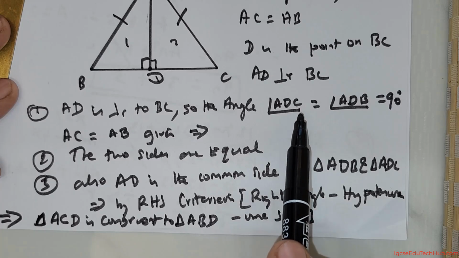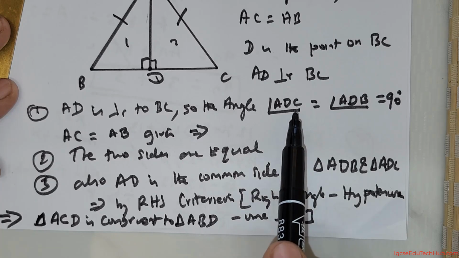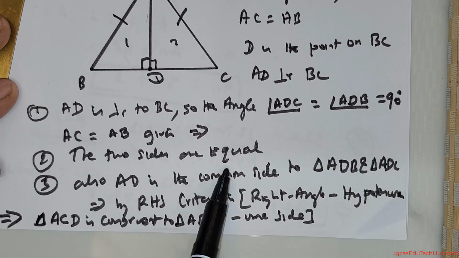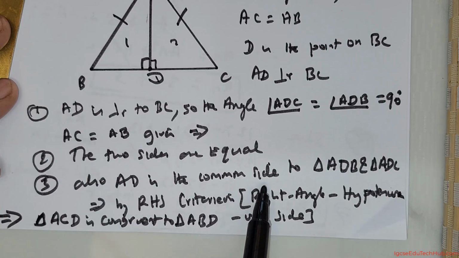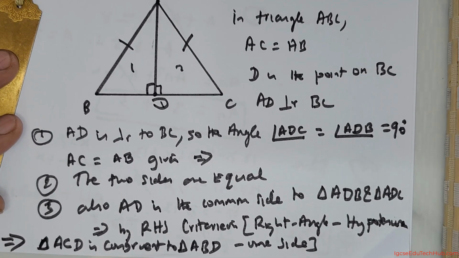This is the first point. This is the second point, two sides are equal, and this is the third point. Also AD is the common side. So all of these lead us to this criteria, RHS criteria. And by this criteria, I can say the two triangles ACD and ABD are congruent. So that is exactly what the question wants.